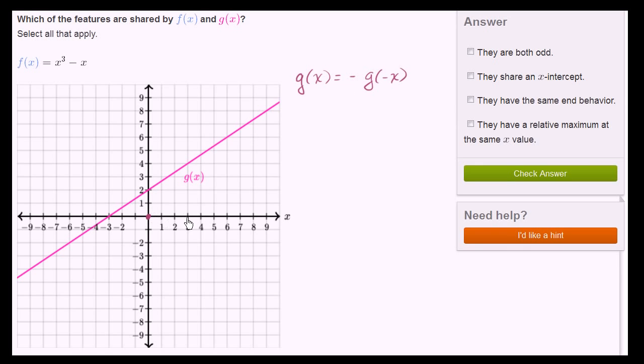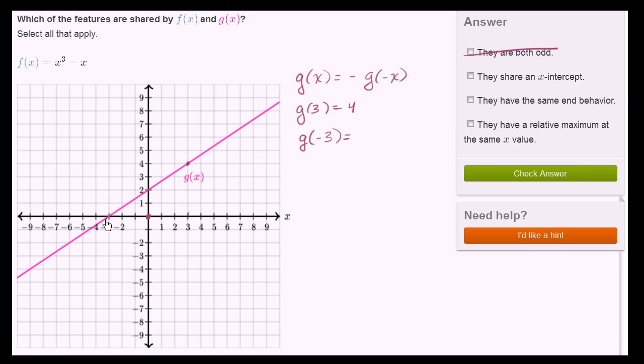So for example, g of 3 looks like it is 4. In order for it to be odd, g of negative 3 would have to be equal to negative 4. But we see that g of negative 3 is not equal to negative 4. So this one is definitely not odd. This statement can't be true. They both can't be odd. So that's not right. They share an x-intercept.